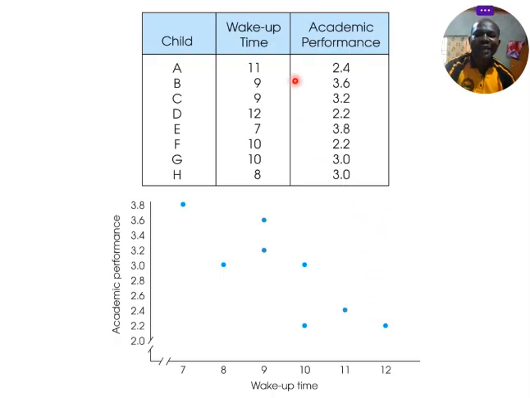An example is the wake-up time and the academic performance of students. You can look at the wake-up time of a set of students and look at their academic performance. In other words, you are not making any intervention, you are just observing. That's a correlational study.